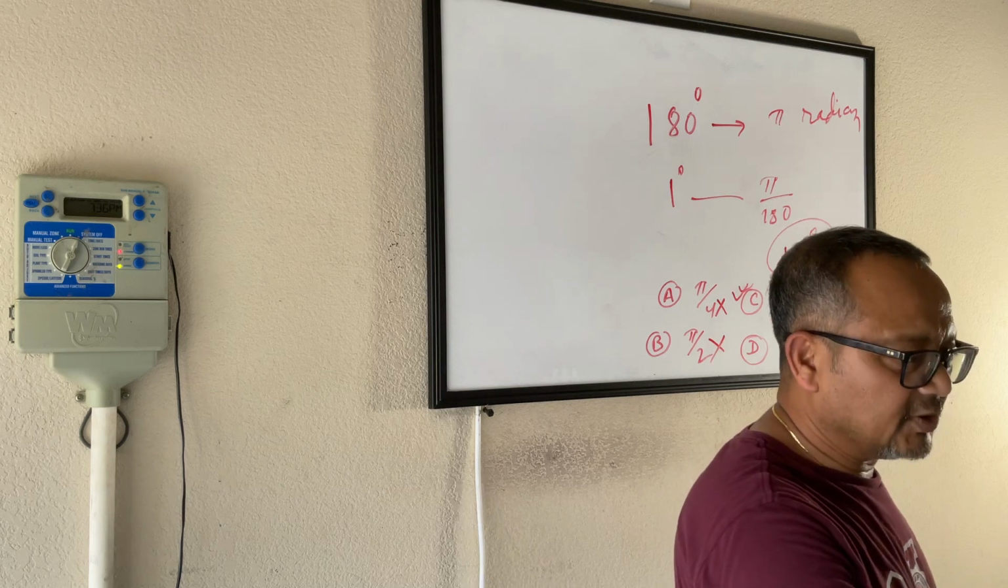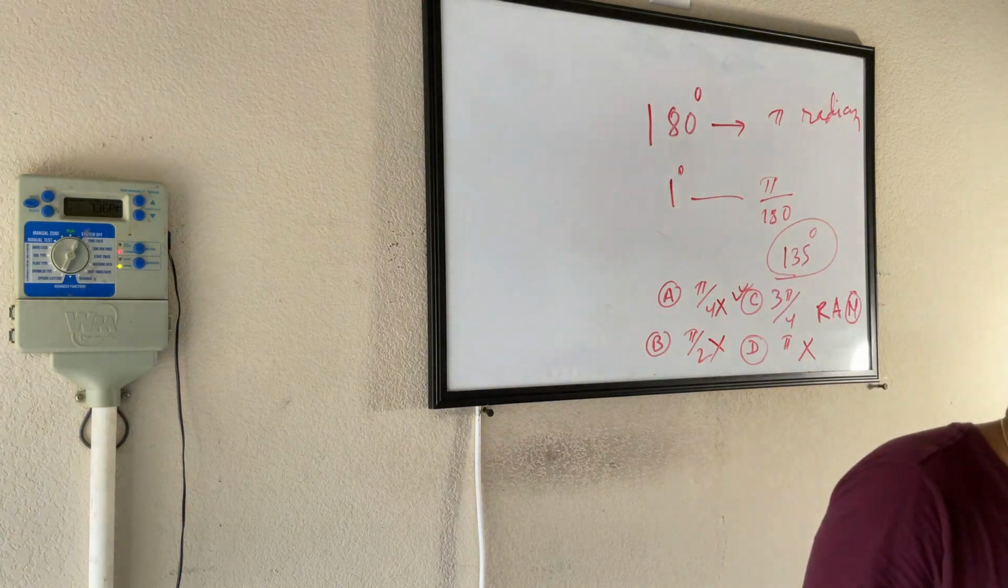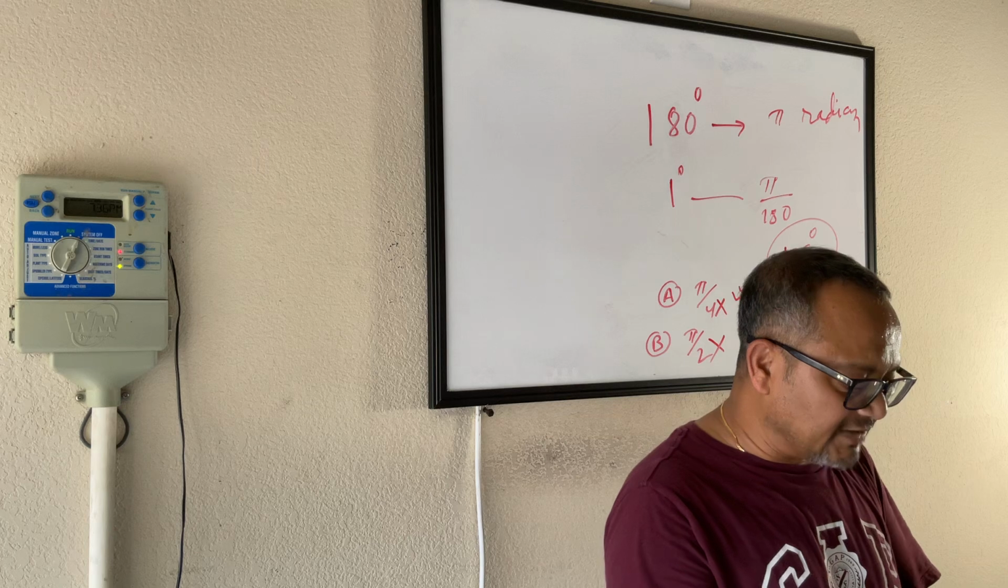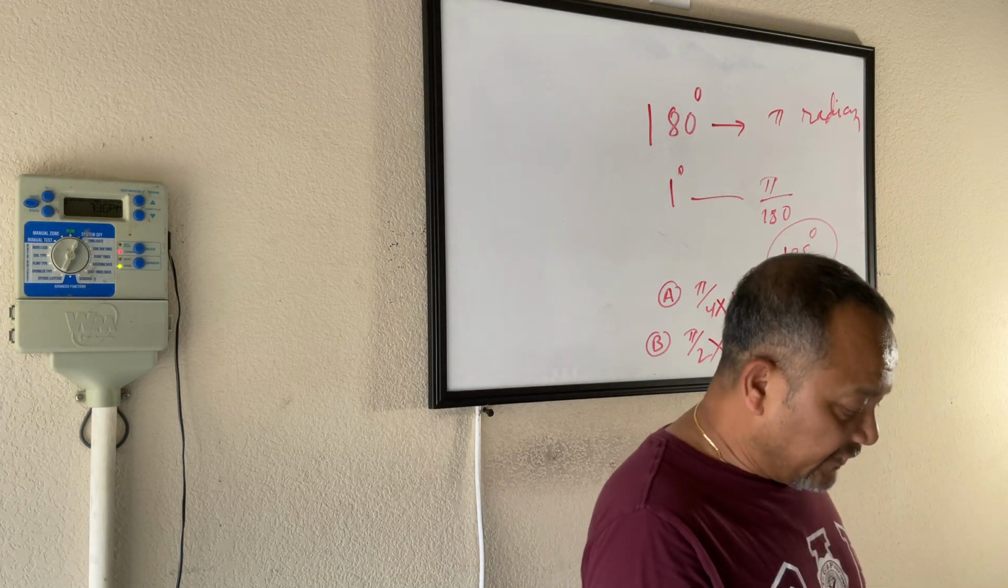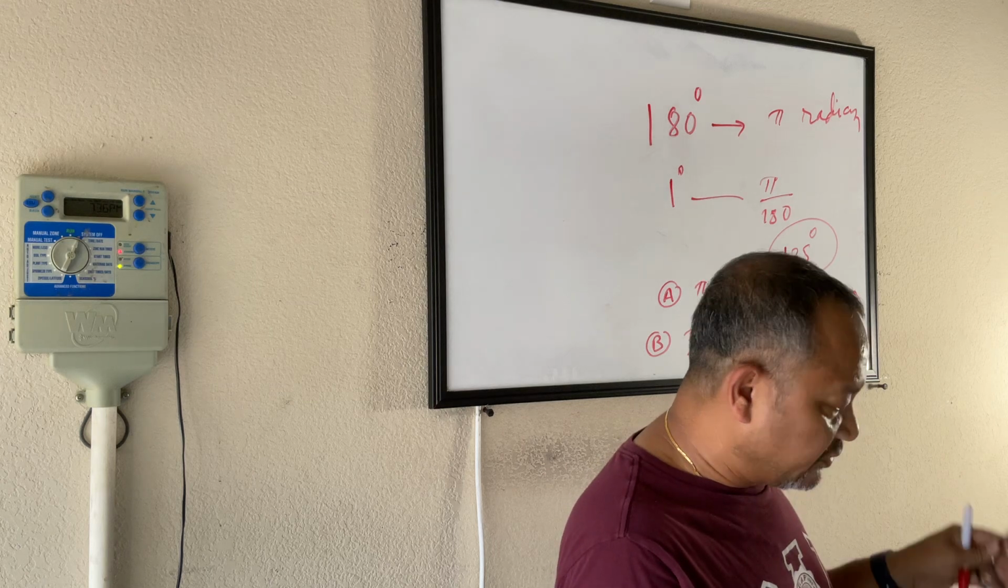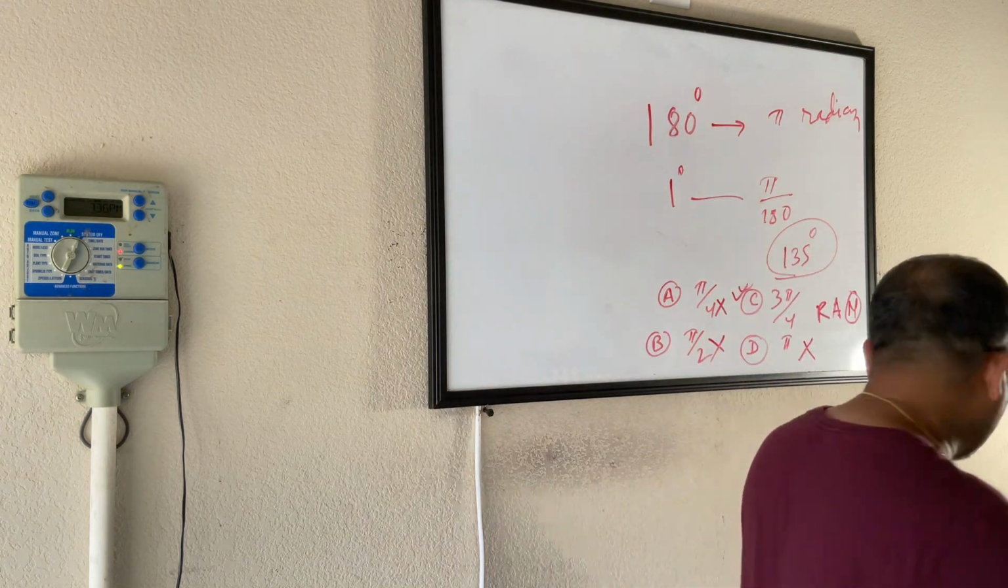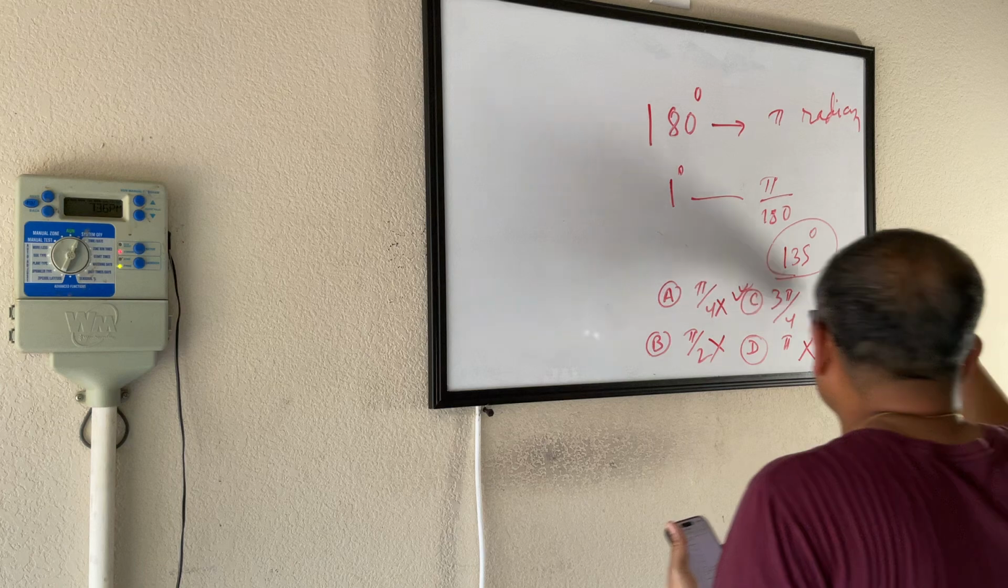Okay. So this was one easy problem, okay? Let's look at one more easy problem and then we'll look at something more interesting than this. Which of the following radian measures is equal to 45 degrees? You are given 4 options. 45 degrees.